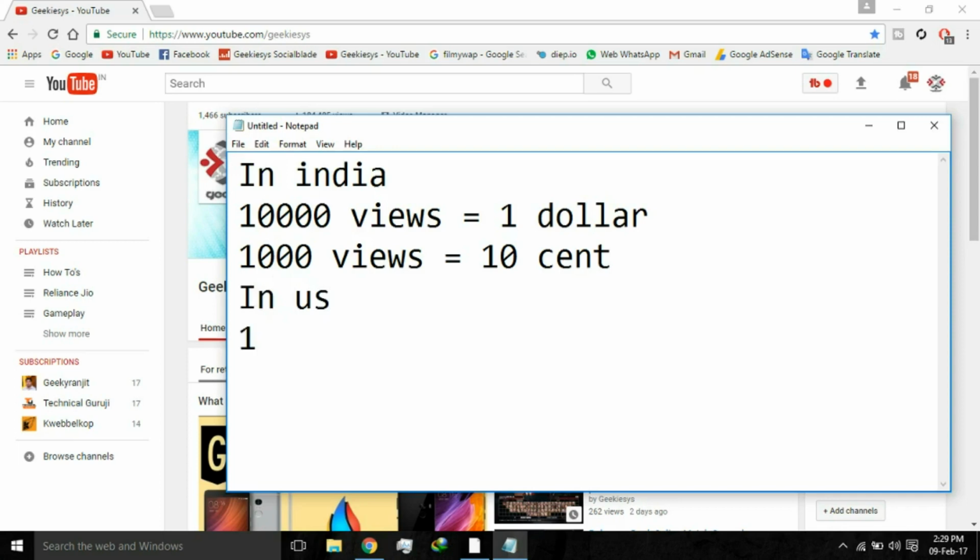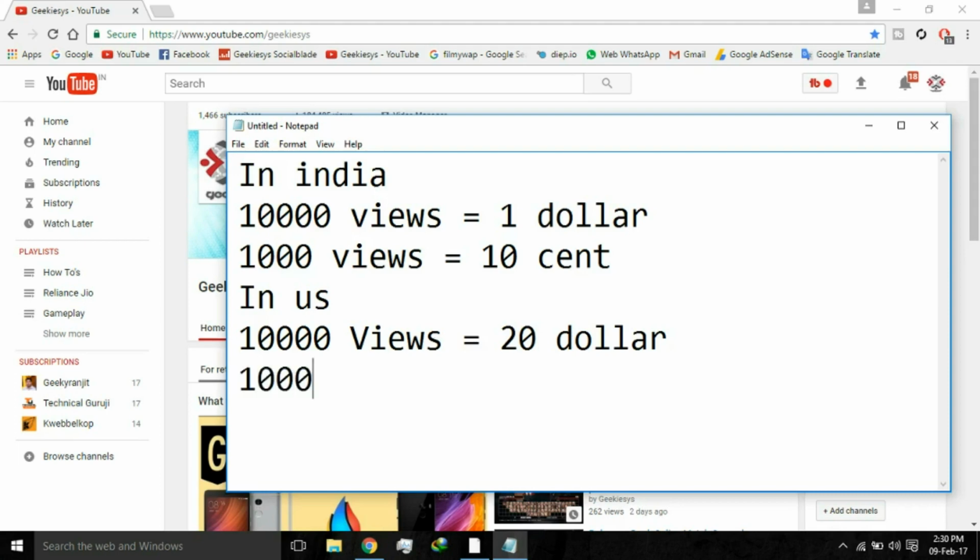if your video gets 10,000 views in the US, it will get $20. That is much better than India. And if your video gets 1,000 views in the US, your video will get $2 for 1,000 views, which means 500 views for $1. By this comparison, you can see in India 1,000 views equal 10 cents and in the US 1,000 views equal $2.